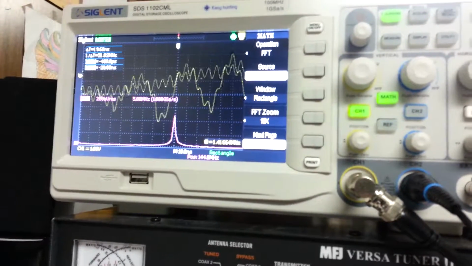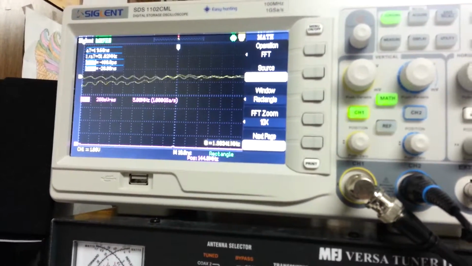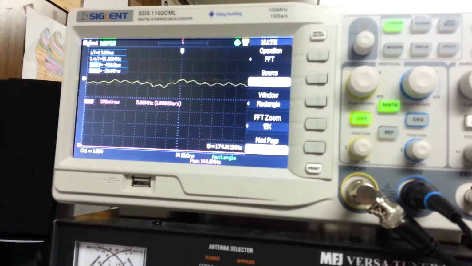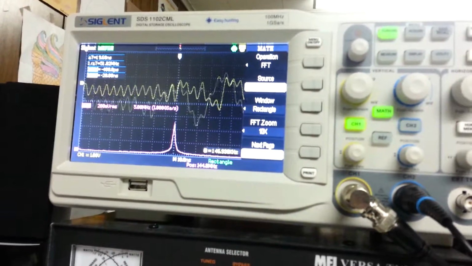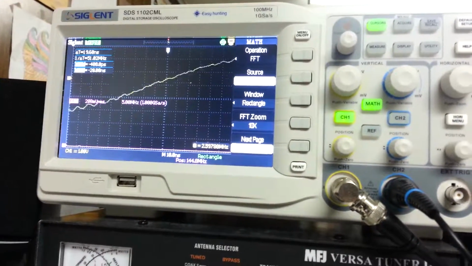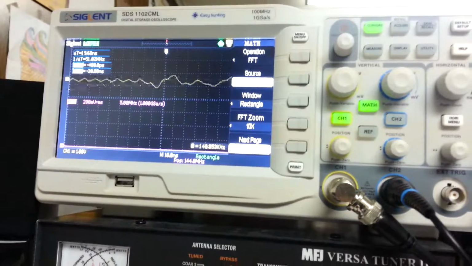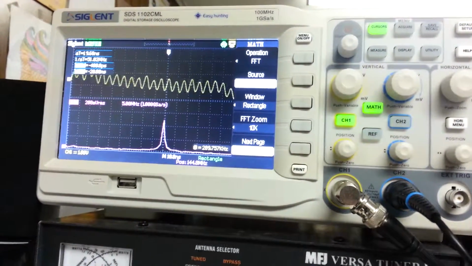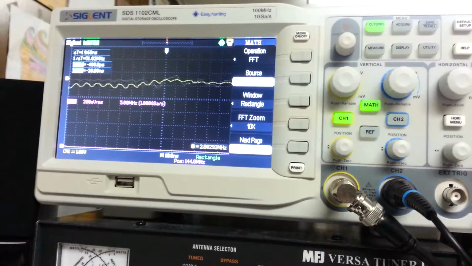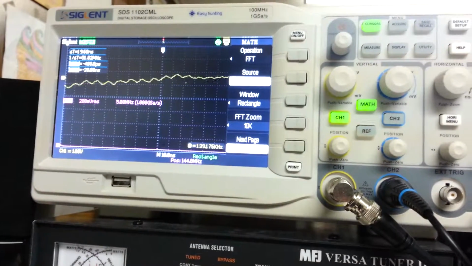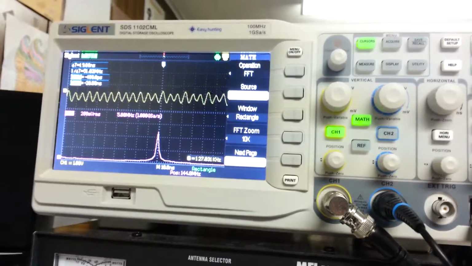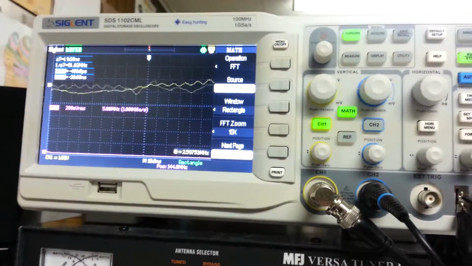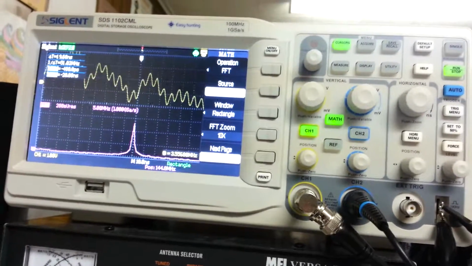So what I really wanted to see was the deviation in that carrier, but unfortunately my oscilloscope does not have the resolution to be able to see the actual deviation in that carrier. So what I'm going to do now is pause and pull up a website that'll show that deviation.